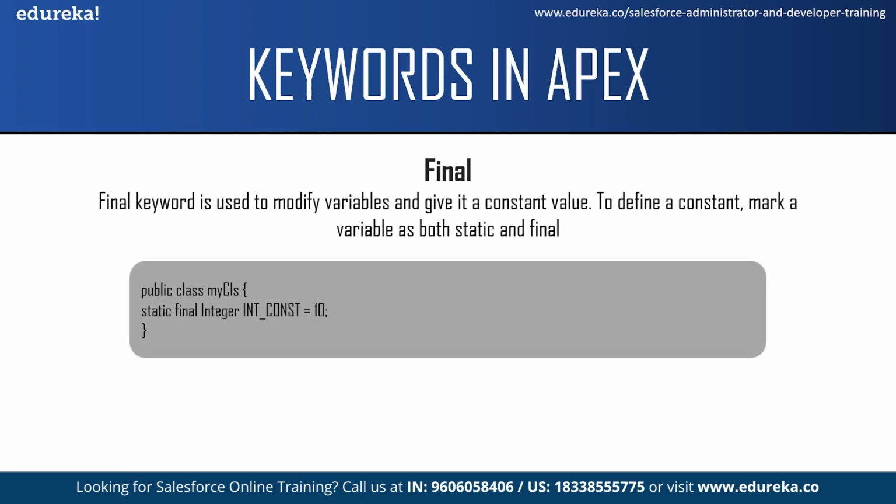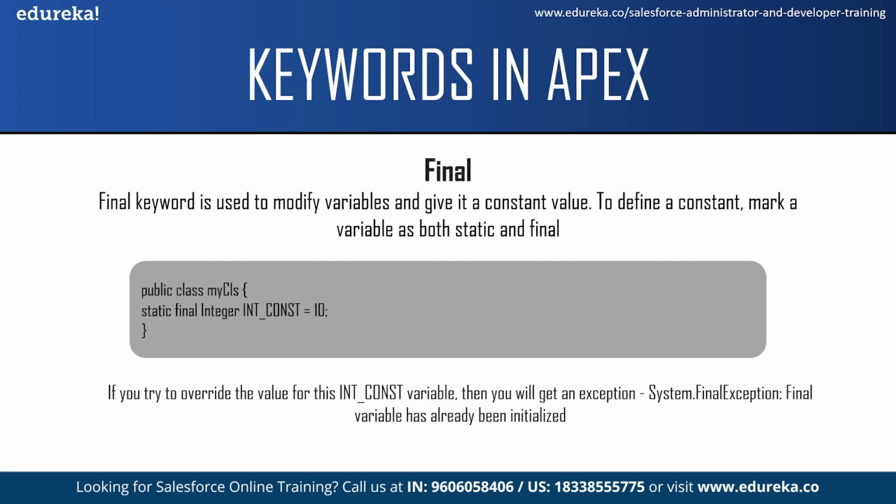Now here is an example for the final keyword. Here you see we have used both the keywords static and final, and we use the integer data type, and int constant is the variable, and we have initialized the value to 10. Now this int constant variable value will be 10 throughout the program. If you try to override the value for this int constant variable, then you will get an exception, System.FinalException, final variable has already been initialized. So this was about the final keyword in Apex.